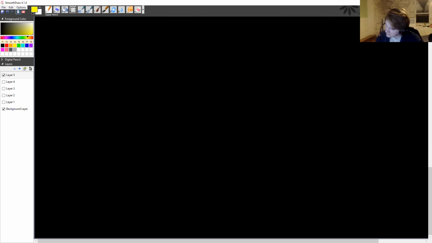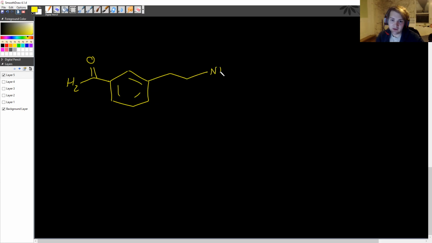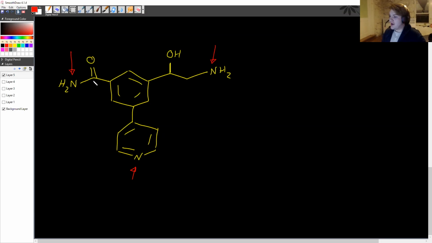The other one you wanted us to take a look at was: the basic character of the three nitrogen atoms shown in the molecule below is in the order of... Ooh, this is a good question. This is a question that we are able to do. It's basically saying, given this drug, by the way, this should say NH2 on it, my bad, for this nitrogen, and this nitrogen, rank them in order of basicity.